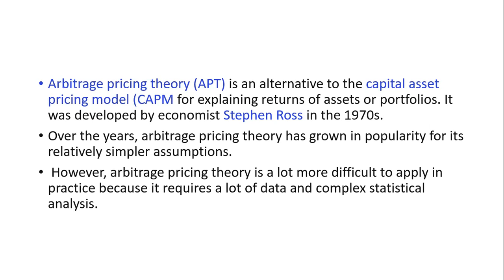So this theory, arbitrage pricing theory, is an alternative to the capital asset pricing model that we have already seen, that is CAPM. It was developed by economist Stephen Ross in the 1970s. Over the years, arbitrage pricing theory has grown in popularity for its relatively simpler assumptions. However, it is a lot more difficult to apply in practice because it requires a lot of data and complex statistical analysis. But this is the extended version of CAPM.